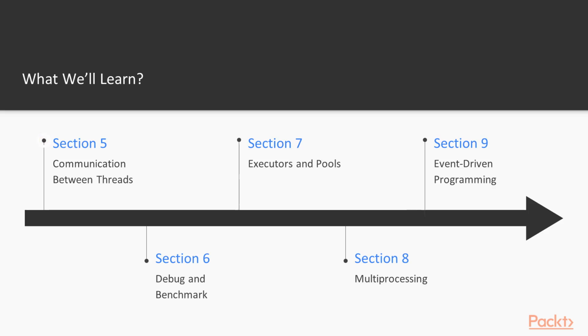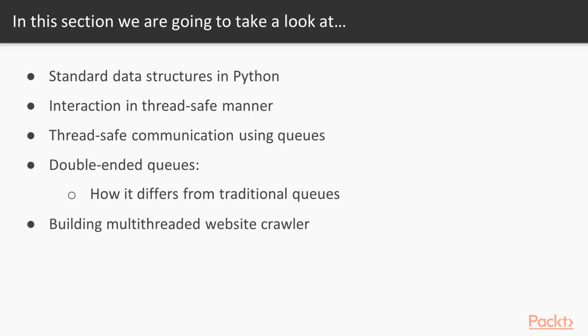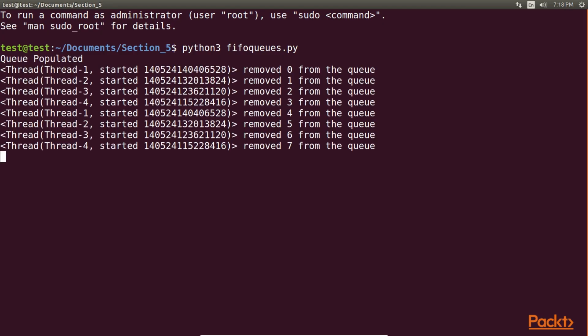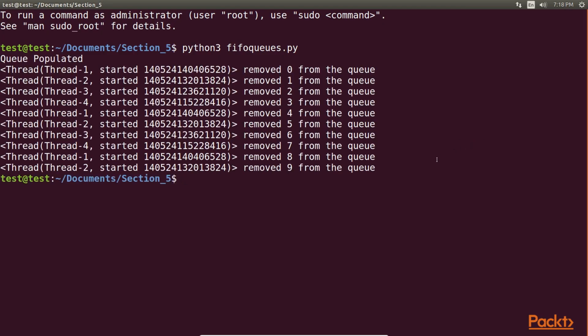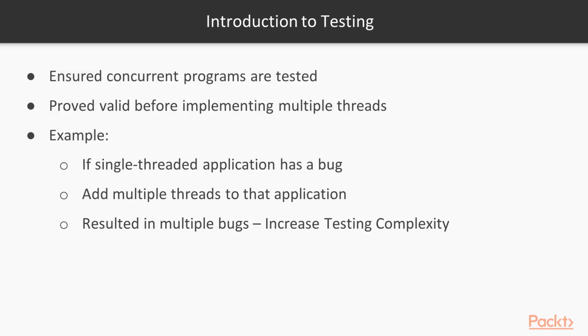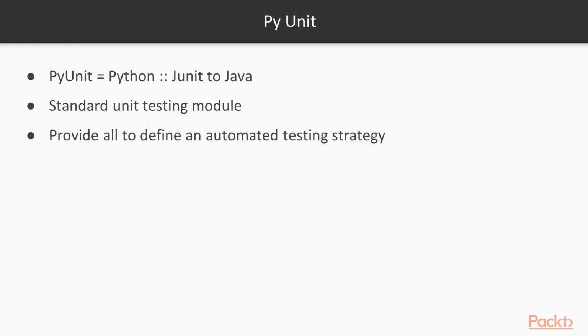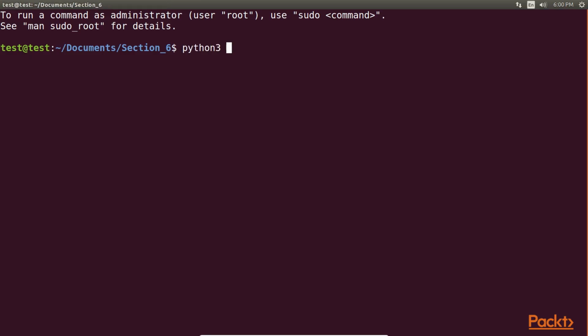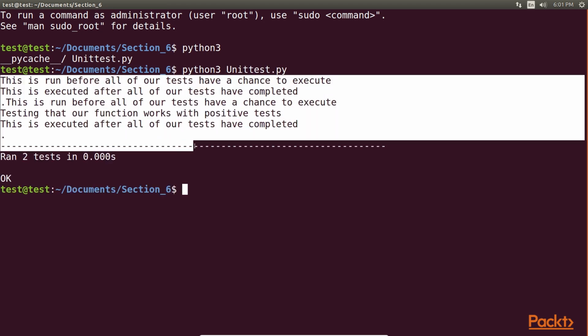Post that, the section Communication between threads discusses quite a number of different mechanisms that we can employ to implement communication in our multi-threaded systems. We delve into the thread-safe queue primitives that Python features natively. The next section, Debug and Benchmark, takes a comprehensive look at some of the techniques that you can utilize in order to ensure your concurrent Python systems are as free as practically possible from bugs.